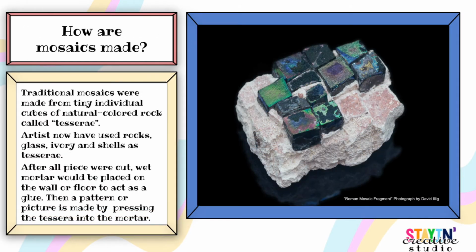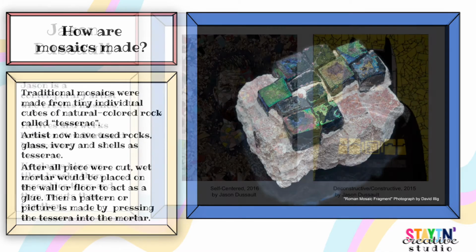How are mosaics made? Well, traditional mosaics were made of tiny individual cubes of natural colored rock called tesserae. Artists now have used rocks, glass, ivory, and shells as tesserae. After all the pieces were cut, they would put wet mortar on the wall to act as a glue. Then a pattern or a picture is made by pressing the tesserae into the mortar.